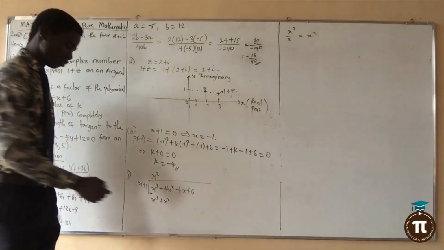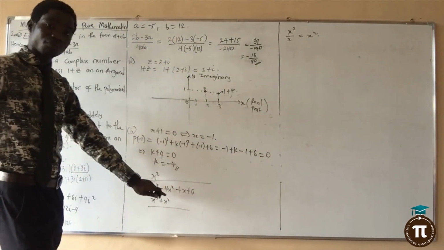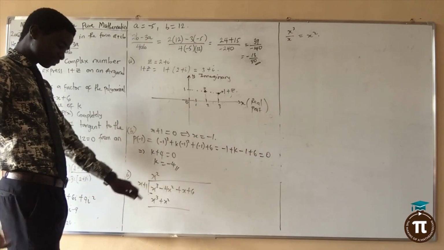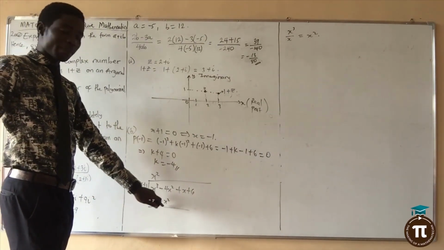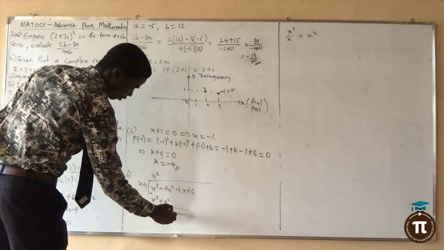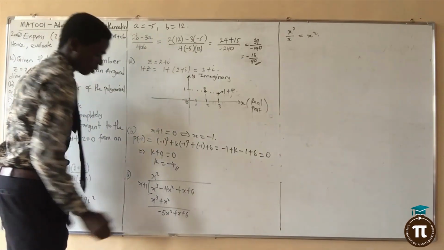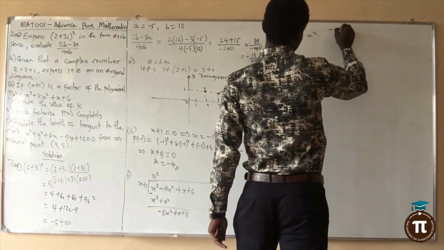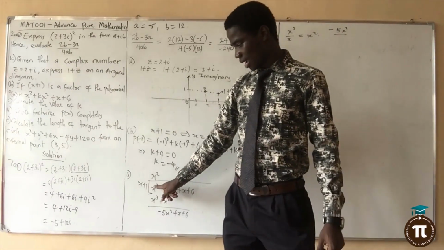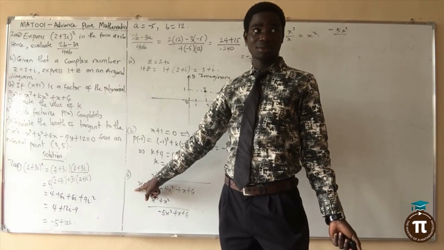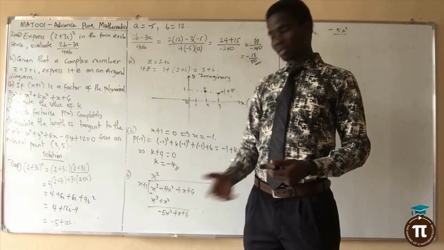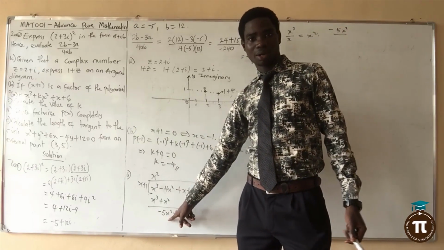So x cubed minus x cubed will give me 0. Minus 4x squared minus x squared will give me minus 5x squared. Then plus x plus 6. The point is that you take the first thing here, x cubed, divided by the first thing outside the division. X cubed divided by x, you have x squared. Right? So after that, you go to the next one, minus 5x squared.